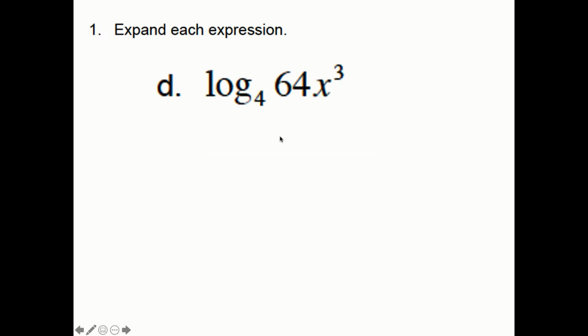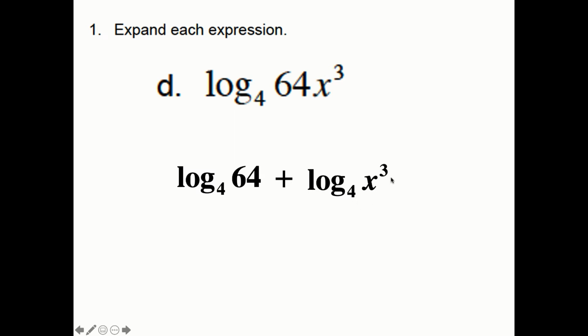For part D, we have a couple things going on. The first thing is 64 is getting multiplied by x cubed. So we have to separate the fact that these are being multiplied with a plus sign. So you would write this as log base 4 of 64 plus log base 4 of x cubed.